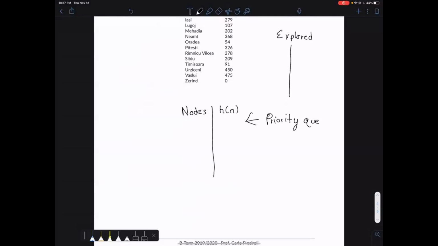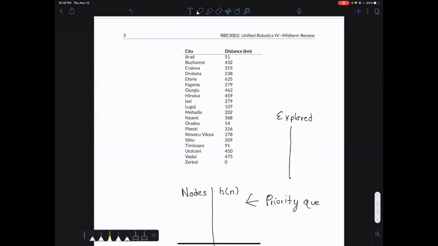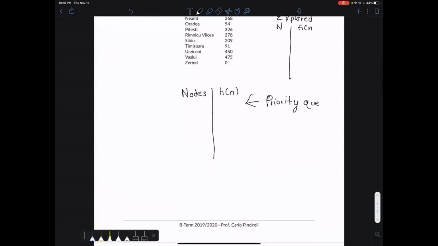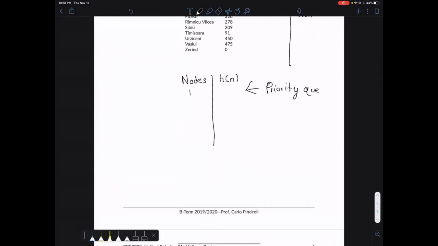And this will be our explored list of nodes. Okay, so this will have our node n and our cost h of n. Okay, so step one of all searches is you put your start node into your priority queue. So you put our node h in here, and then you put the cost of, which is 459.